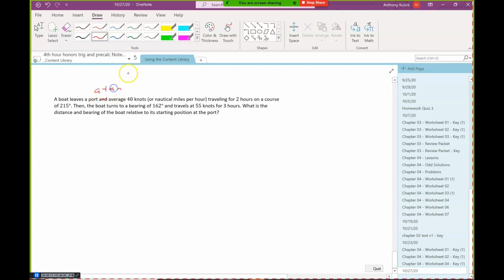So, let's talk about the procedure that we're going to do. When I read this problem, I read two separate vectors. I read the first turn as vector 1, the second as vector 2. Ben.